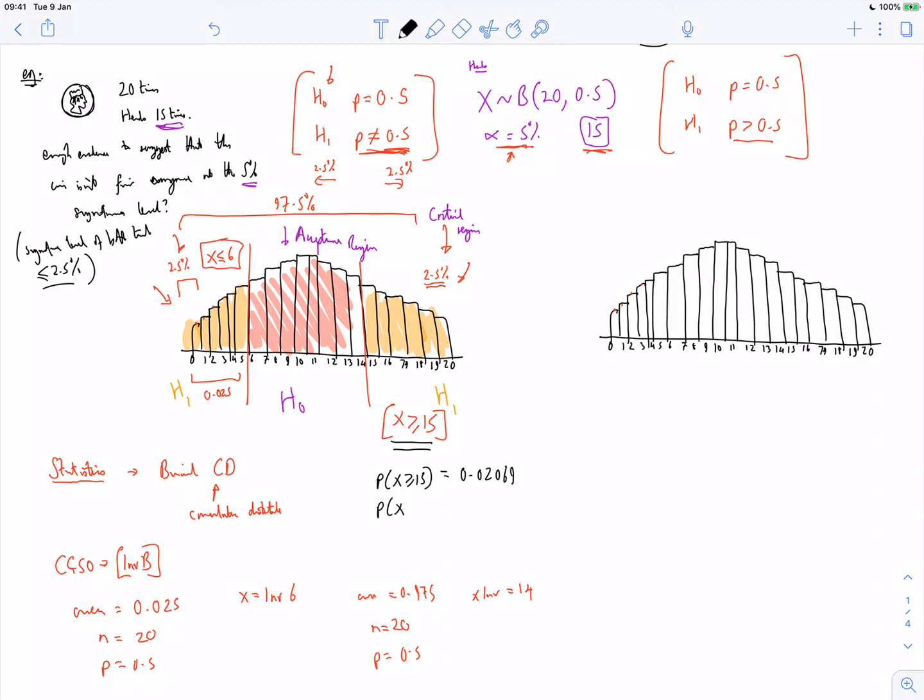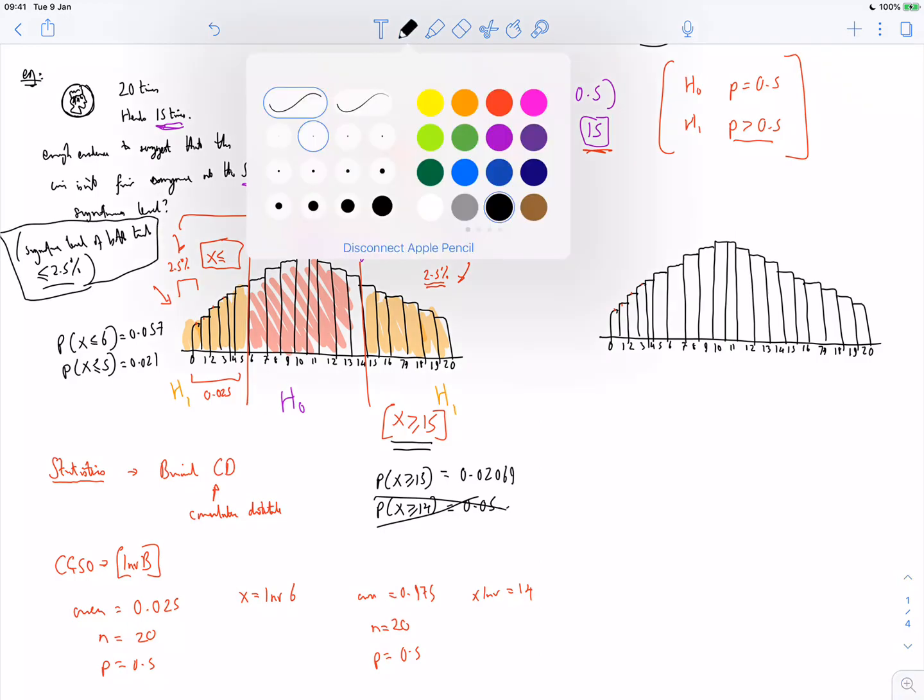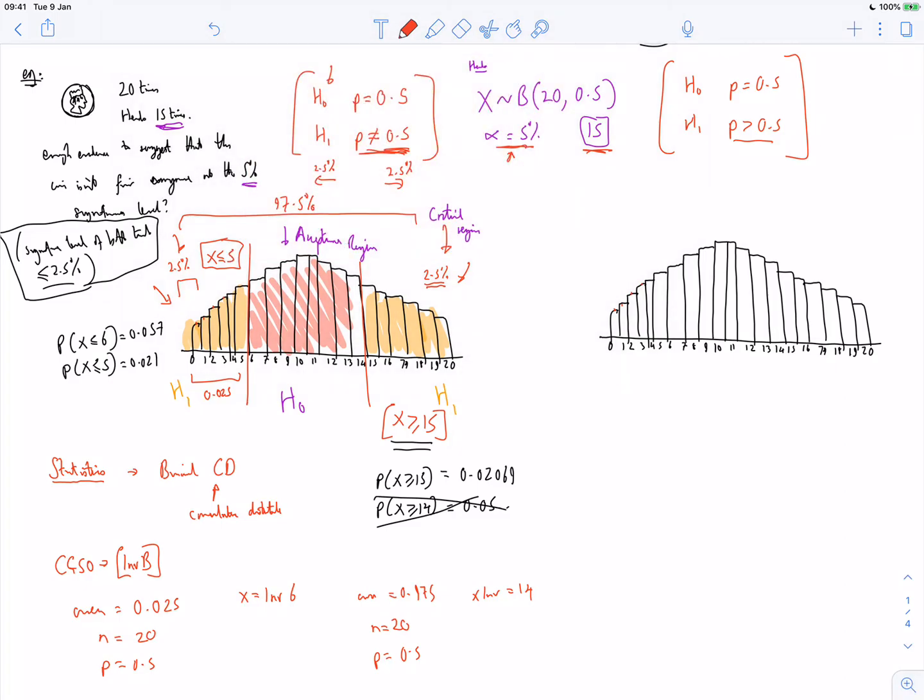And if I was to do the probability x is greater than or equal to 14, that works out to be 0.05, so that's not good. And if I look at the other end, the probability that x is less than or equal to 6 is 0.057, but if I do the probability x is less than or equal to 5, that's 0.021. So in actual fact, the critical region by this definition up here, which usually is given in the question, is that the critical region is actually less than or equal to 5.